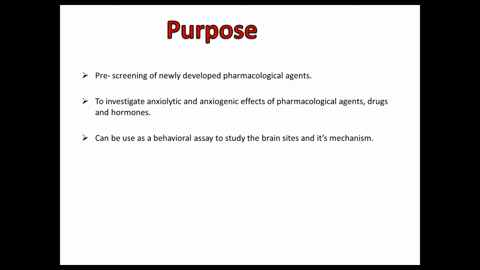It can be used as a behavior assay to study the brain sites such as the limbic region, hippocampus, nucleus accumbens, striatum, and also the mechanism of how they regulate and modulate the neurotransmitter and hormone levels in the brain. For example, GABA, glutamate, dopamine, serotonin, corticosteroids, etc.